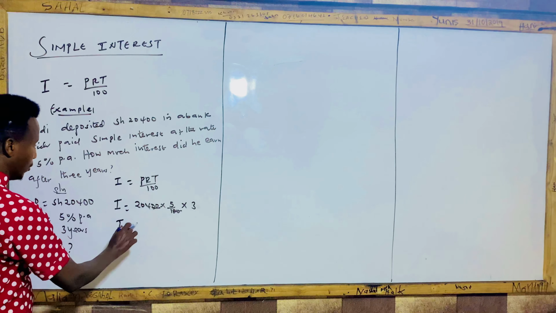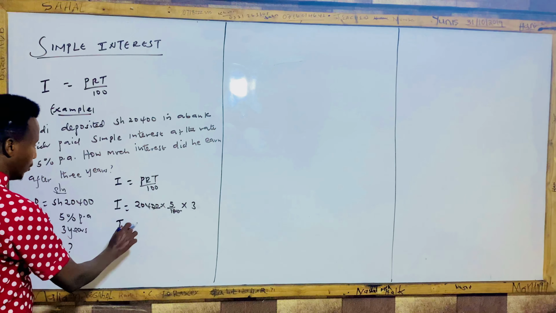Let's understand the nature of this question. You are told Otieno borrowed money from a bank. Money borrowed from a bank or money deposited in a bank is what you normally call the principal. So Otieno borrowed some money, we don't know how much, from a bank at a simple interest rate of 8%. Let me write the information here.